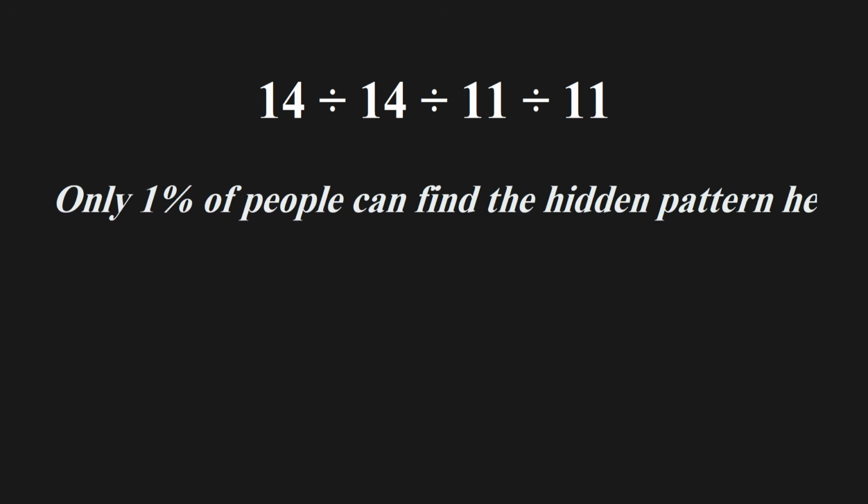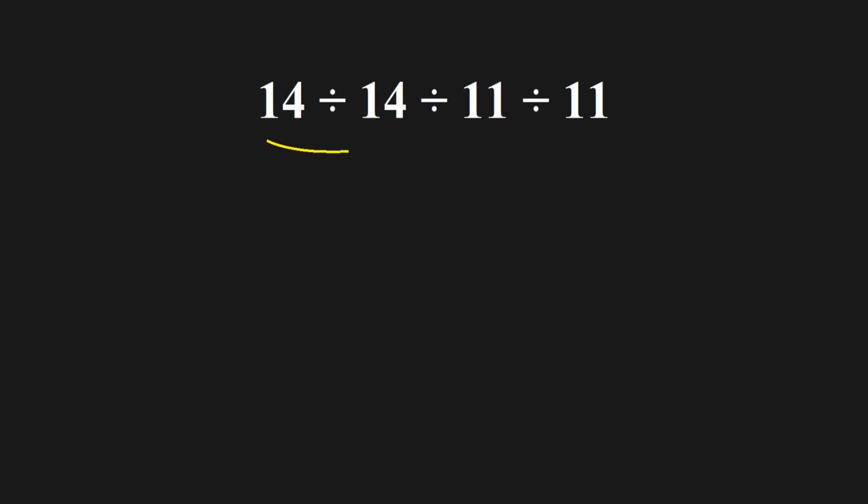In this upload today, 14 divided by 14 which equals 1 and 11 divided by 11 equals 1. Now we have this problem 1 divided by 1 which equals 1. But this answer is not correct because according to the order of operations we must do this division, then this division, and at last this division.